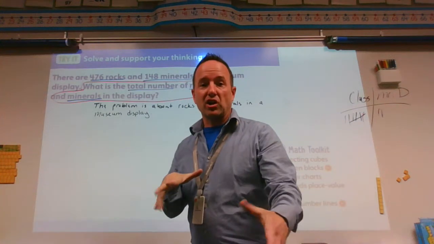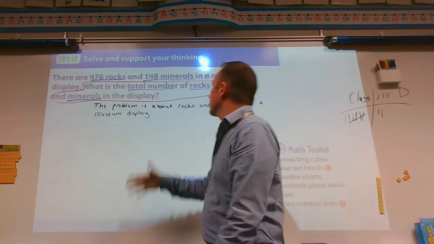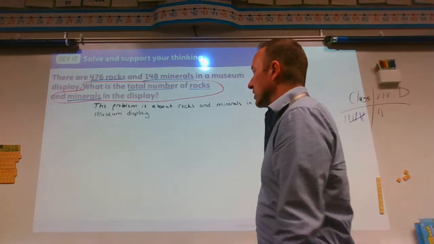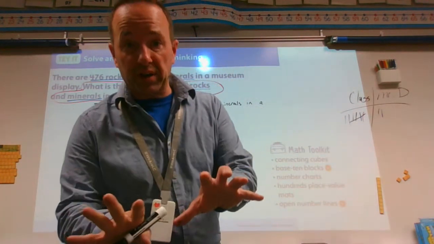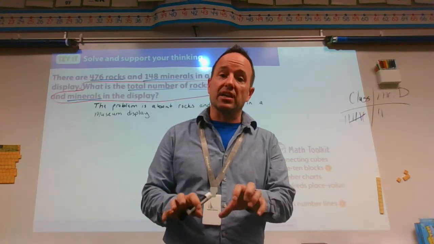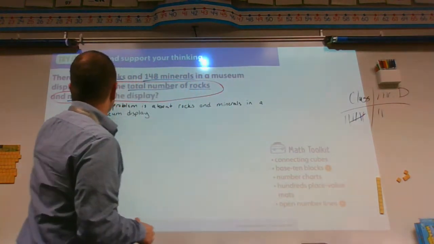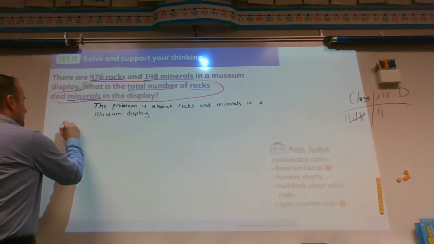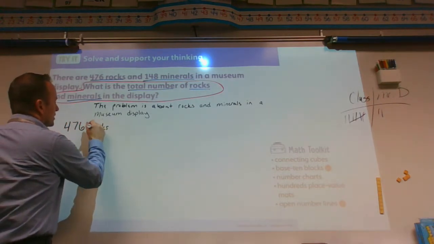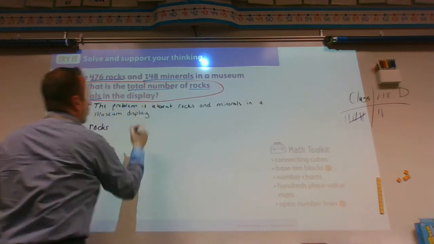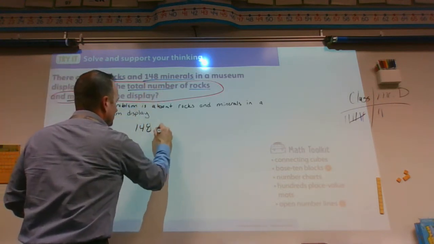Welcome back, my friends. Are you ready to now solve the case of the total number of rocks and minerals in our museum display? All right, here we go. So we're going to use the important information that we've underlined when we're making sense of the problem. So the first thing I notice is that we have 476 rocks. Perfect. Okay, and then we also have 148 minerals.